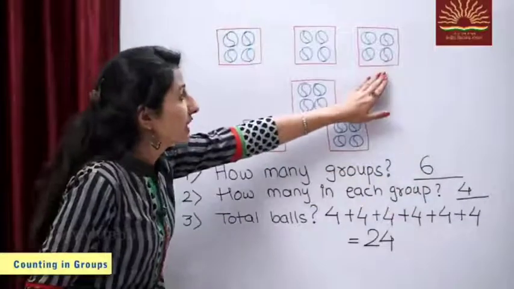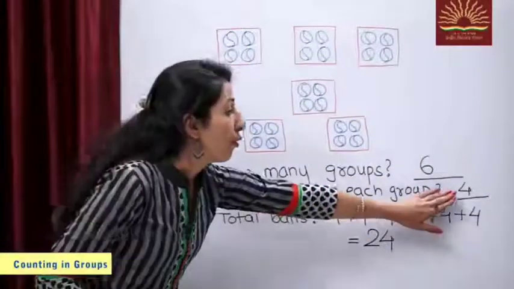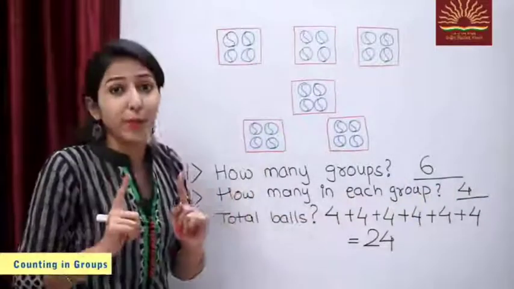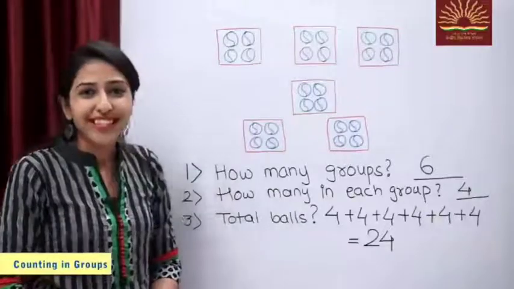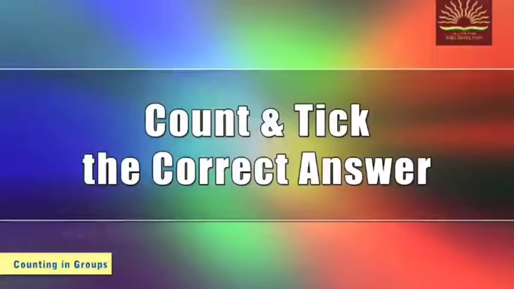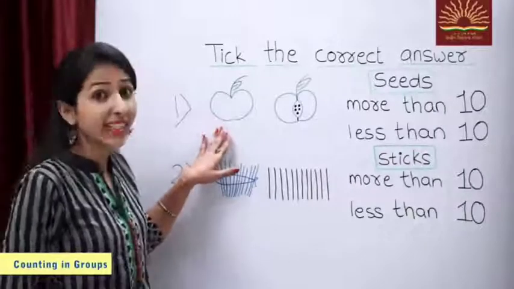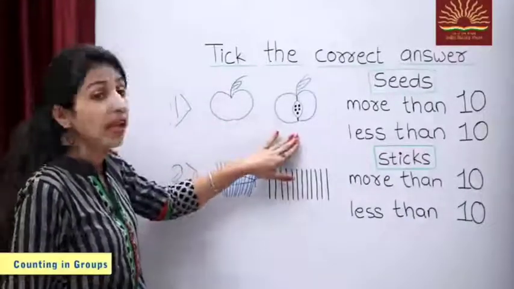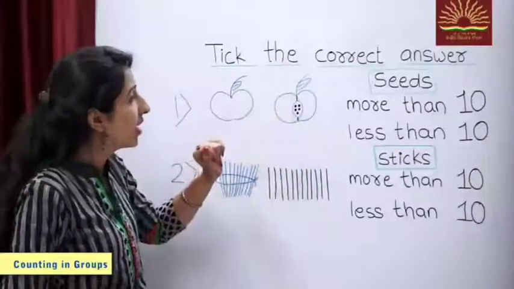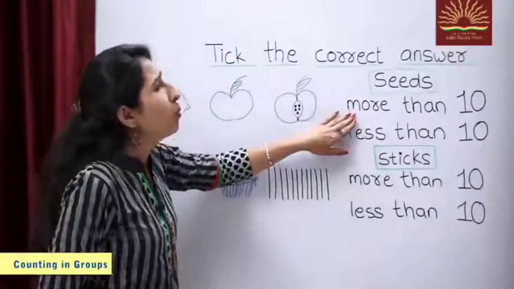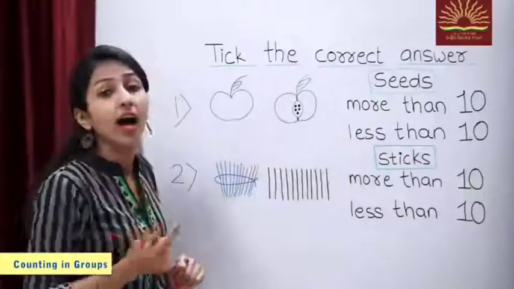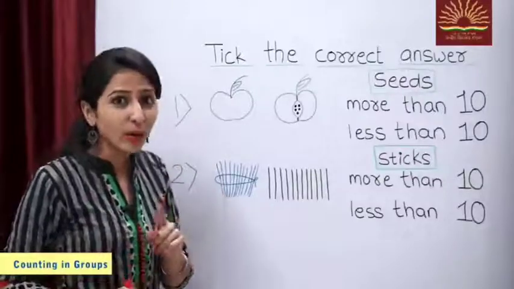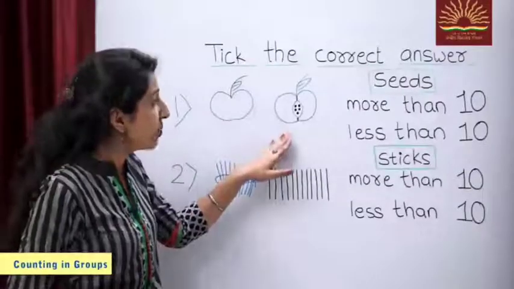Total 6 groups. 4 balls in each group. So total there are 24 balls. Count and tick the correct answer. This is an apple. It has some seeds. Seeds are more than 10 or less than 10. Let us find out. Let's count the number of seeds in this apple.